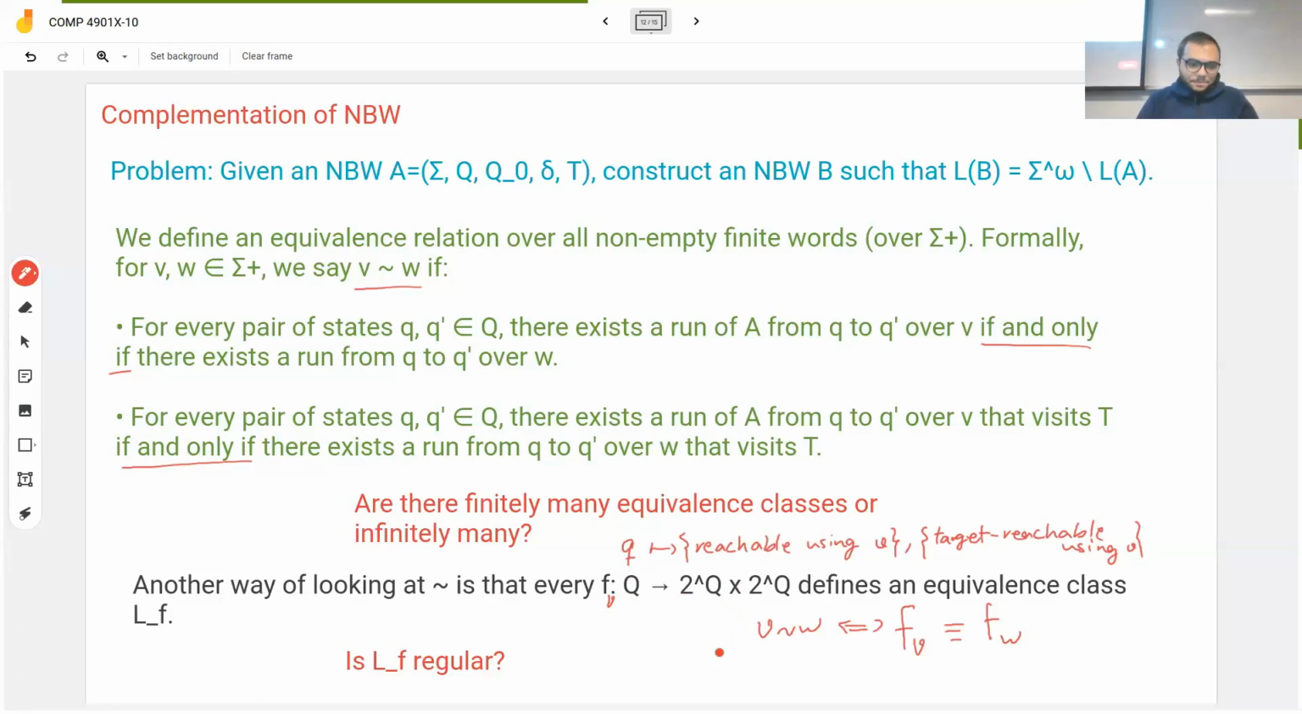So, yeah, we have finitely many equivalence classes. Let's say I denote the equivalence class of the function f with L of f. So L of f is a language. It's a set of strings, but it's a set of finite strings, right? Because we defined our equivalence relation over finite strings. So L of f is a set of finite strings. So the next question is: is this language regular?